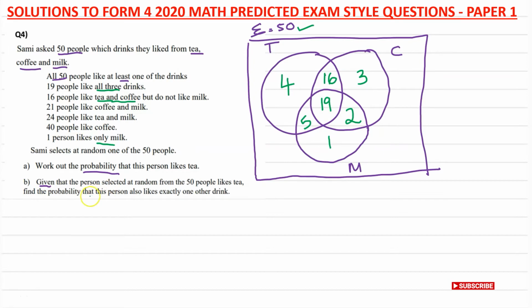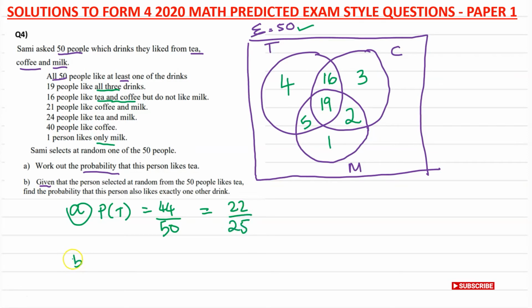We need to answer question A. So A says, work out the probability that this person likes tea. So how many people like tea? If you add all this, 16 plus 19 will give you 35, plus 5 is 40, plus 4 is 44. So 44 people like tea. It's going to be 44 out of the total, which is 50. You can simplify this and write 22 over 25.